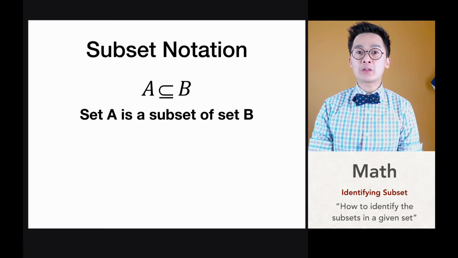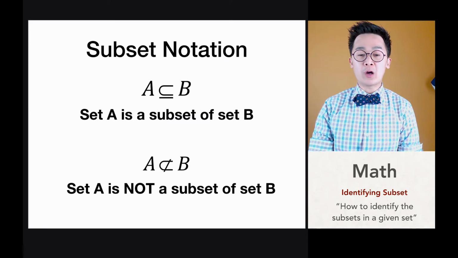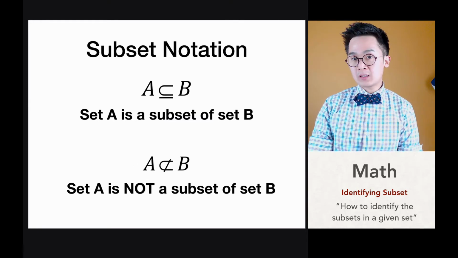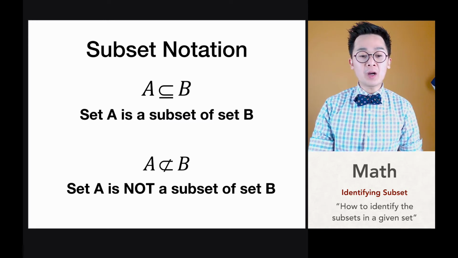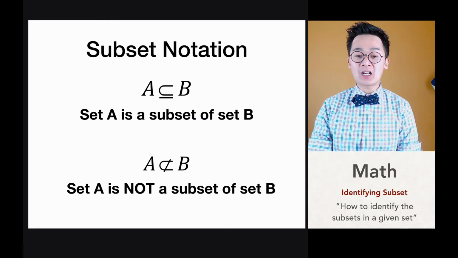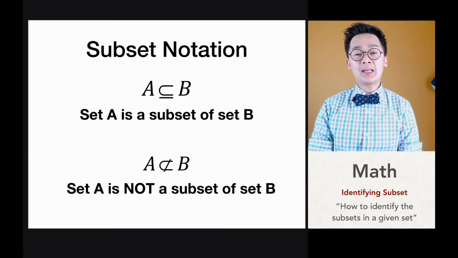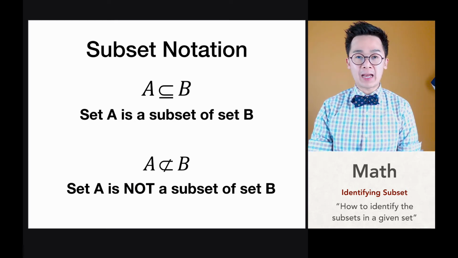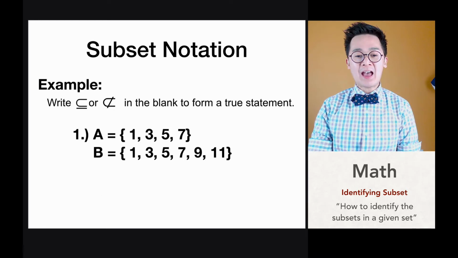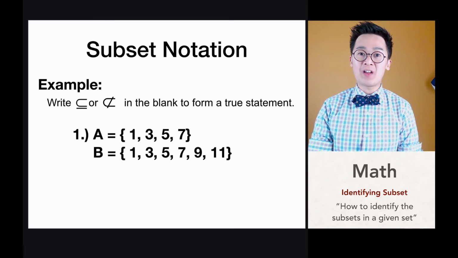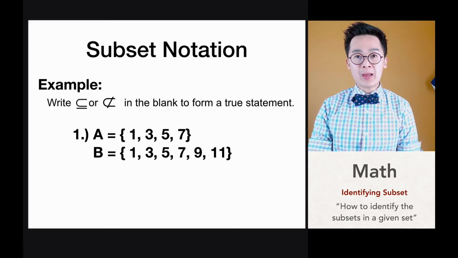Now if we can denote a subset, we can also denote a set that is not a subset of a certain set. So this one, we could have set A is not a subset of set B, depending on the elements that we have in that particular set. Now let's have an example on how we could use these notations on subsets. We're going to write the symbol for a subset and not a subset depending on the situation.